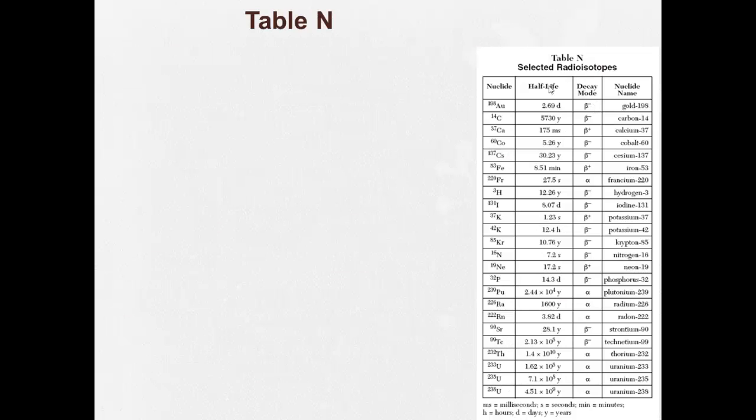All right, so all your half-lives are here on Table N. So far we've really only talked about the decay mode, but we can see half-lives. Gold-198 has a half-life of 2.69 days. So that means if you have 1,000 grams of gold-198, in 2.69 days, all that's going to be left is half of that, 500 grams. In another 2.69 days, all that's left is going to be half of that, 250 grams. So the half-life is the amount of time it takes for half of the sample to decay.